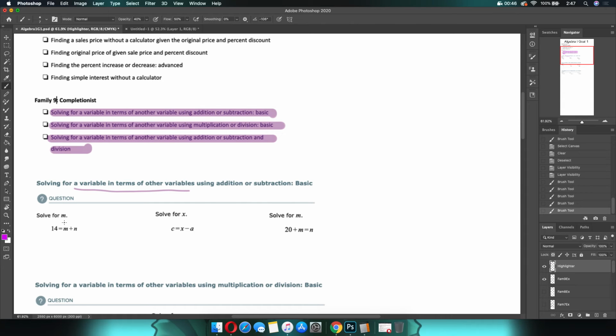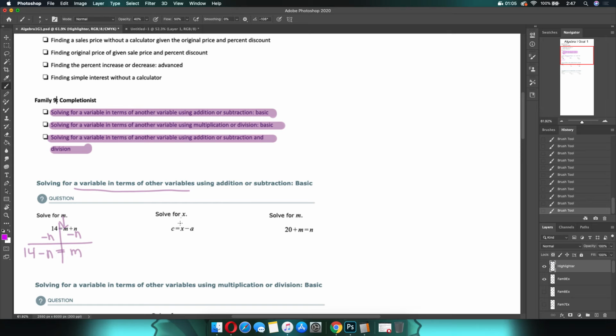So what are we solving for in this first problem? We're solving for m. Well, the only thing next to the m is the n, so minus n. So that means m equals, these are not like terms, so we keep them separate, 14 minus n. Oh, well, that's not too bad.